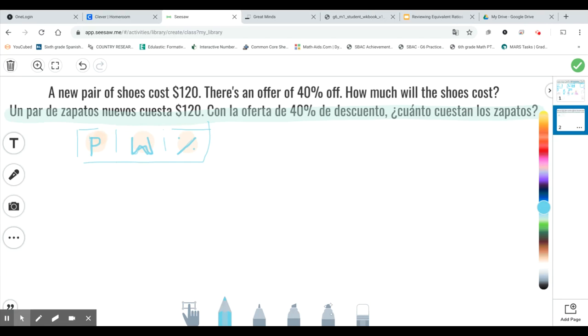Okay. In this question, we have a new pair of shoes that costs $120. That's the original price. That, my friends, is the whole price that I have to pay for those shoes. So I'm going to put it under whole. Then I know that there's an offer of 40%. What do you know? There's a percentage sign. So I know that goes in the percent box.